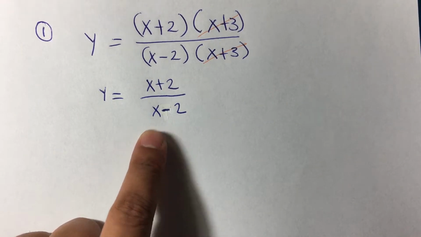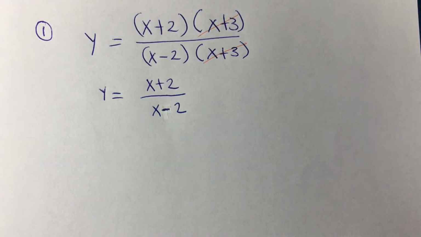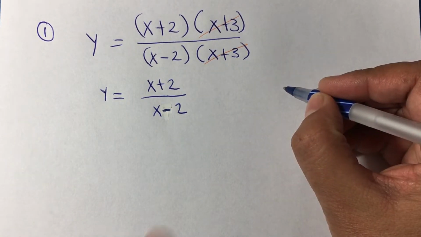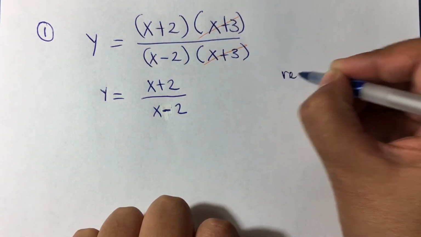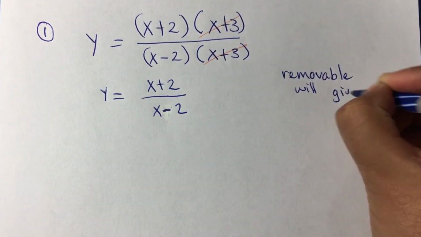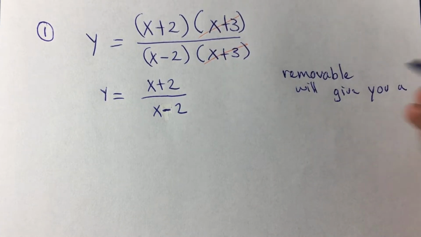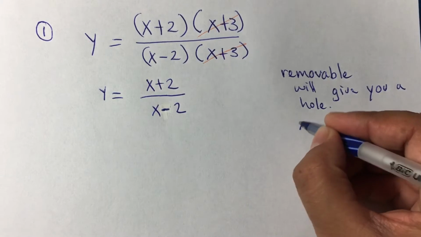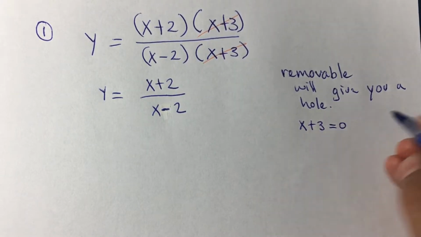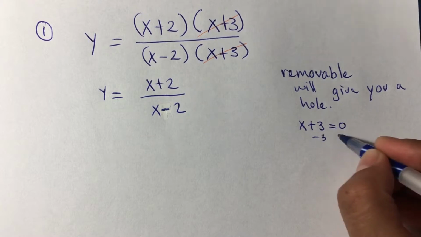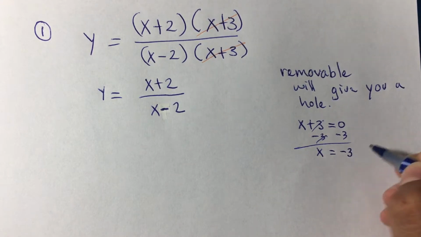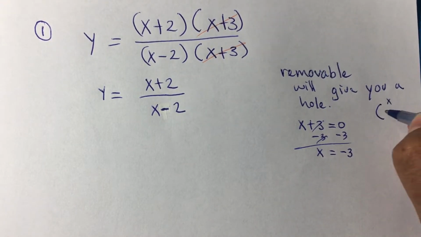The first thing that you want to do is to find the removable discontinuity. So what are we going to do? These factors that we cancel are removable, a hole. It's going to be empty at that point. So what you're going to do is take the factor that you canceled, x plus 3, and set it equal to 0. I cancel by subtracting, and I get x equals 0 minus 3, which is negative 3. So the value for x will be negative 3.